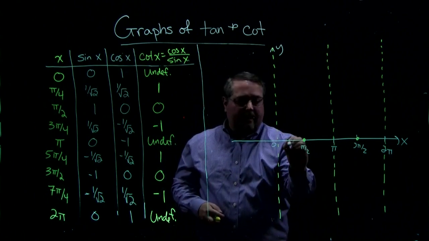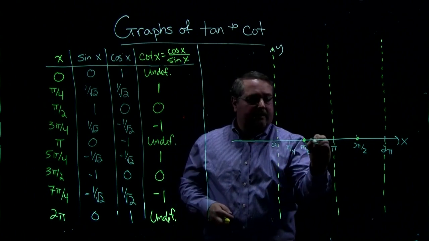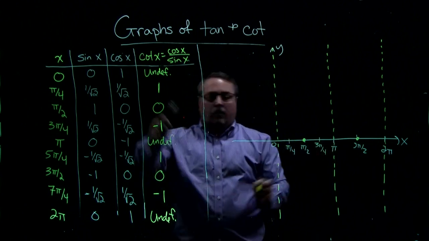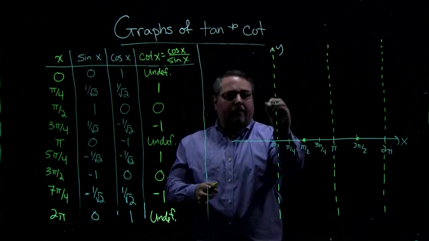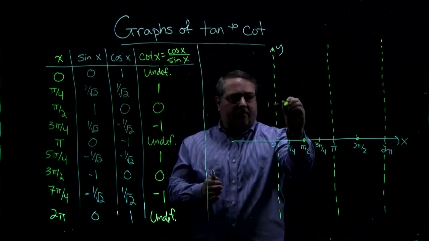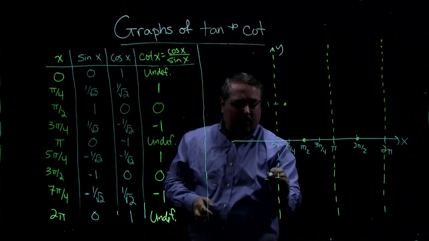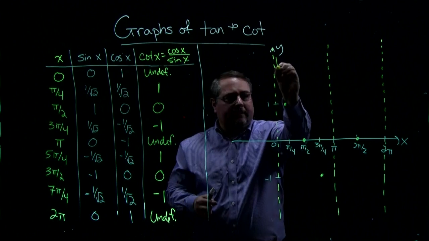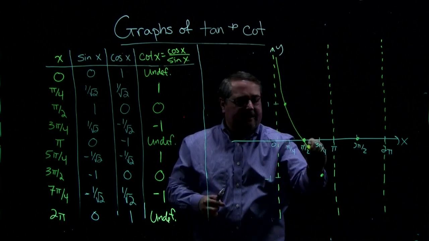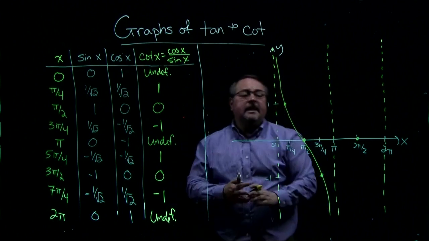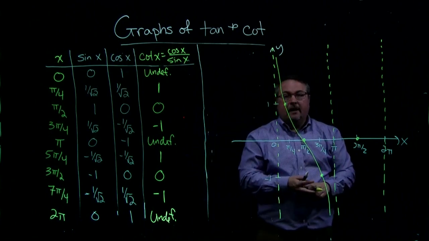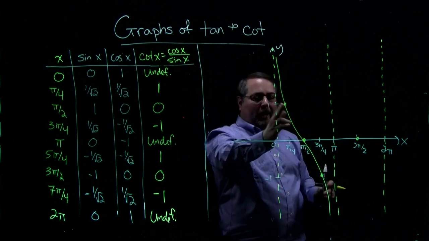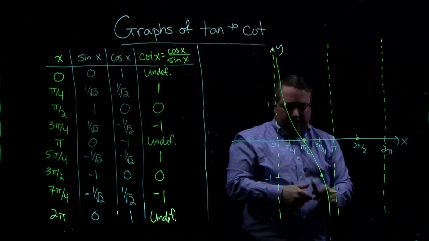When x is pi over 4, our y value is equal to 1. When x is 3 pi over 4, our y value is negative 1. So now we see that our graph is actually going to be decreasing. It has the same general S shape as the tangent graph, but instead of going upwards, it goes downwards, because now we have to go from y equals 1 to y equals 0 to y equals negative 1.